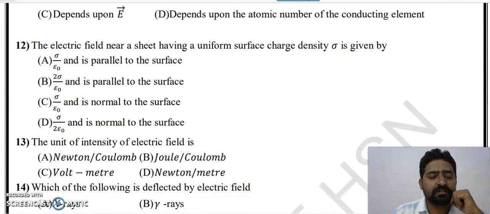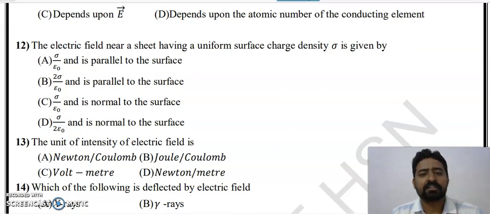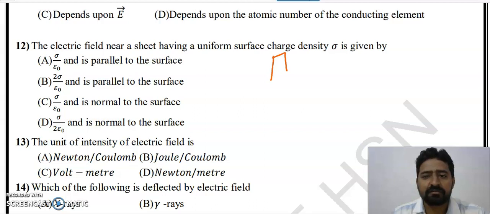The 12th question: the electric field near a sheet having uniform charge density sigma. This is the uniform charge density, and the charges produce the electric field in the outward direction. The sheet has a first face and a second face. It will be like that. This is called a Gaussian surface. Okay, what is the electric field?